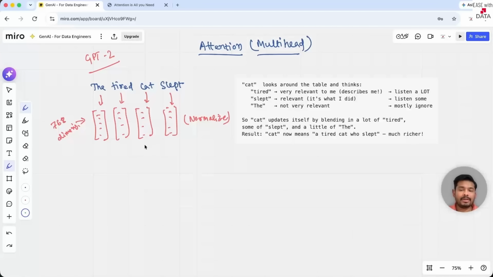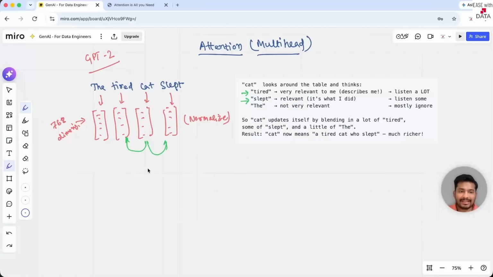Now, how would each embedding enrich itself? For example, the cat, how would it enrich itself saying that I am tired or I slept? We are talking about encoders here, so we will look both left and right. In this case, cat looks around at all of the different embeddings that are present to see which are relevant to it. Cat looks at tired and sees that it is very relevant because it describes the cat: the cat is tired. Then it looks at slept and says this is what I did: once I was tired, I slept. And then it looks at the, and the is not so relevant for it. Here, tired and slept are very relevant to the cat.